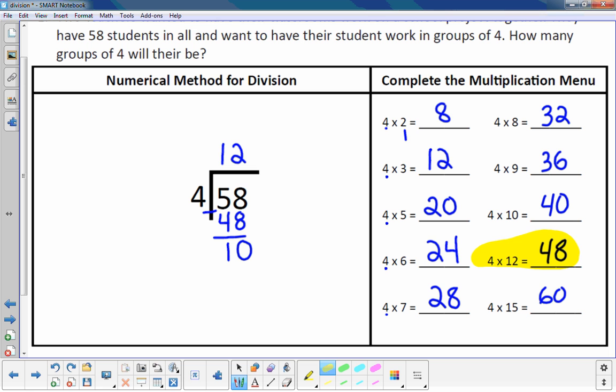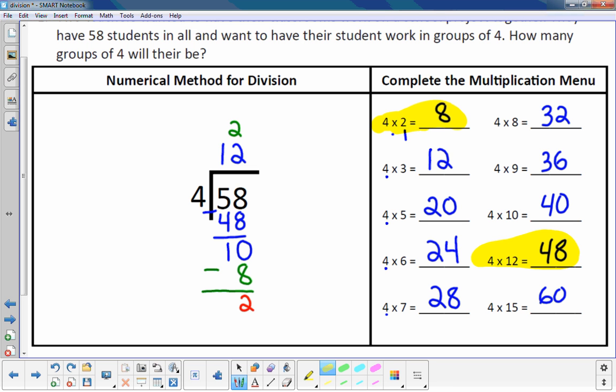I see that right here. So I'm going to use that 4 times 2. I'm going to put the 2 here. 4 times 2, I know is 8. And I'm going to subtract, just like I did before. And I get a remainder of 2. Well, I know that 2 is less than 4, so I can't put any more 4's into that remainder down there. So that's what's left over. We're going to call that our remainder.